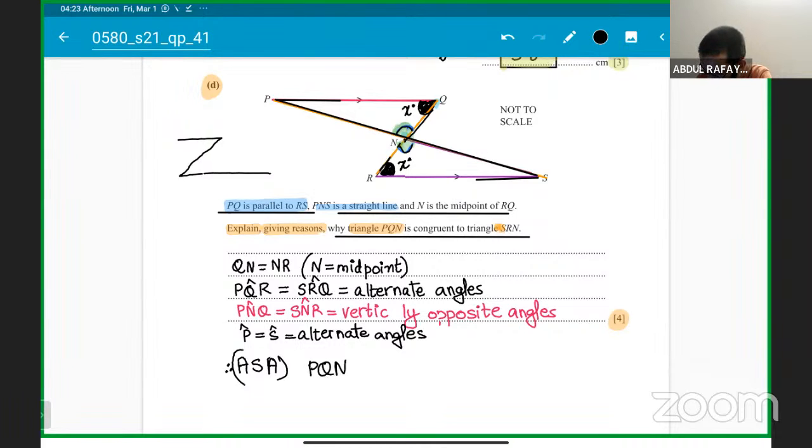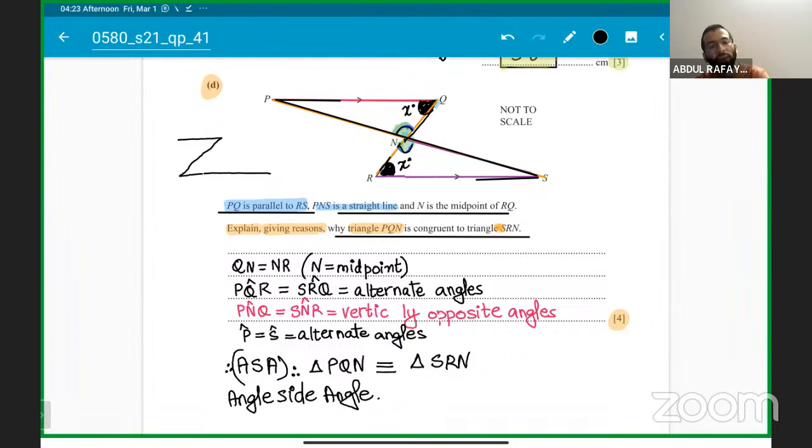Therefore, make sure you write it like this: therefore triangle PQN is congruent. For congruent you put the three equals-to sign. Therefore triangle PQN is congruent to triangle SRN. How many people got it? And make sure one mark is for this, that is angle, side, angle. Getting it, guys? Clear?